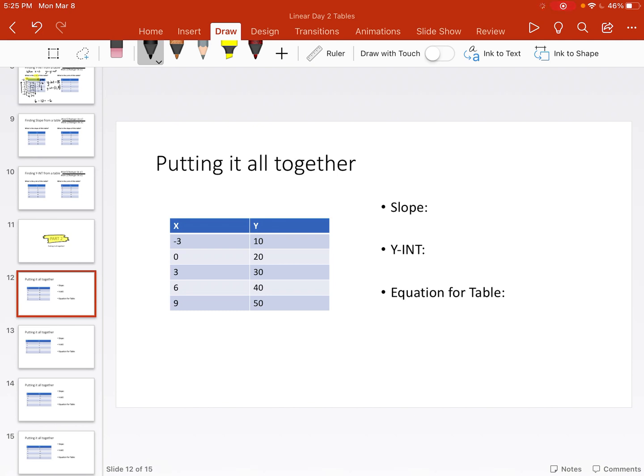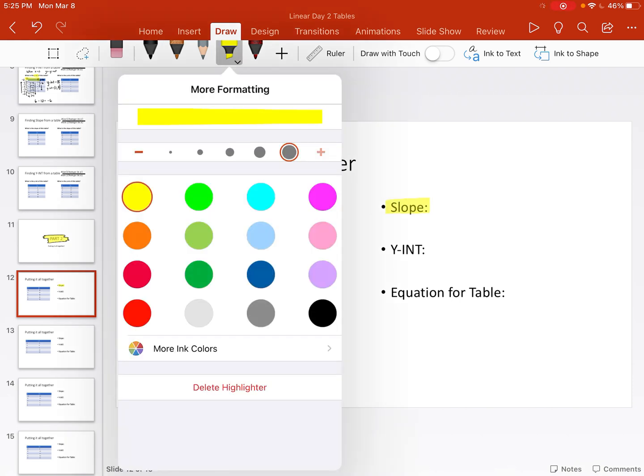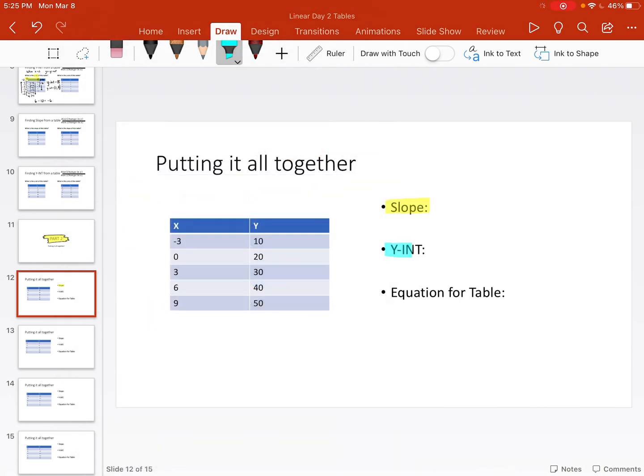All right, let's put everything together. So in part one, we broke it up by slope and y-intercept. And we found those two separately. Now we're going to find them together, using the same table to put it all together. So if we remember, slope was rise over run, which is y over x.